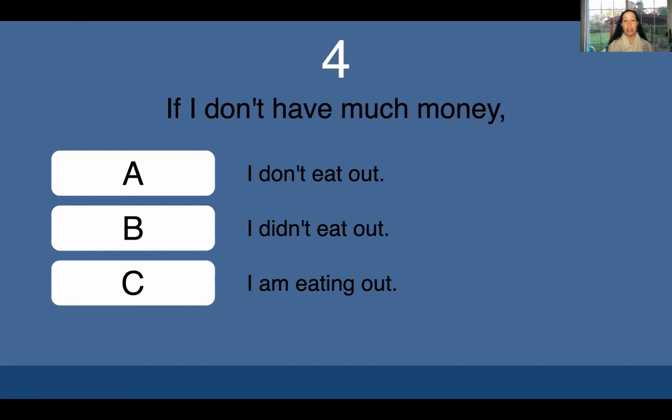Now, is this the if clause or the main clause or the when clause? If I don't have much money, I didn't eat out, I don't eat out, I am eating out. So this is your if clause, and now you need your main clause. Which is the answer? If I don't have much money, I don't eat out. So this is your if clause, and this is your main clause.